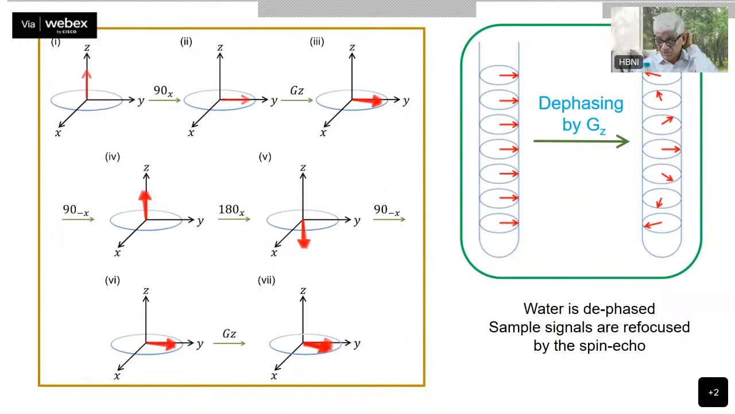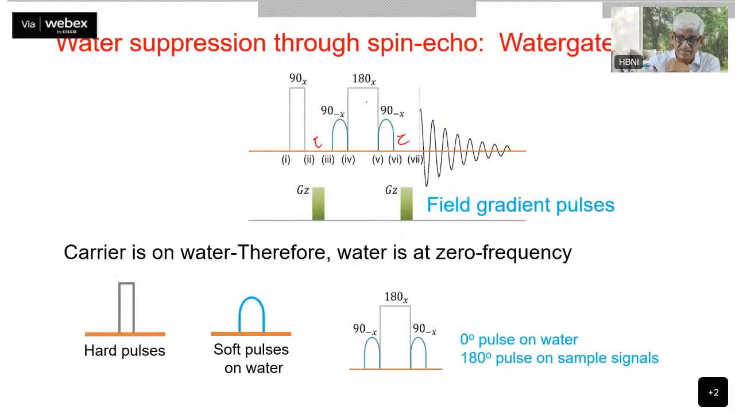The other way to look at the same phenomenon is this way, that you say you have not applied any pulse on water, a 0 degree pulse on water. So after the first 90 degree pulse, there is no pulse applied on water. Therefore, what do these gradients do? These gradients continue to dephase it. There is no refocusing. They are both along the same axis, in the same direction. Therefore, they continue to dephase. The water is continuously dephased out.